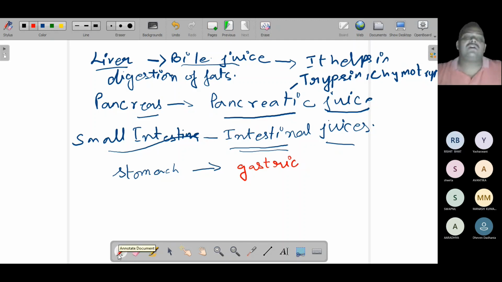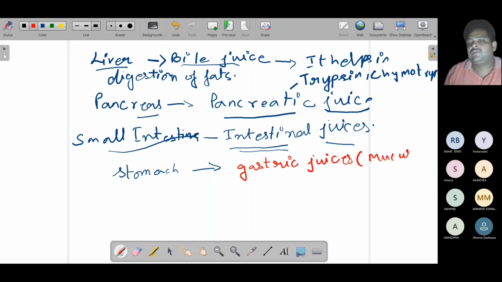So our stomach secretes gastric juices, and these gastric juices contain mucus, HCl, and pepsin. In the similar way, the pancreas secretes pancreatic juice, which contains different types of enzymes like trypsin, chymotrypsin. The small intestine also secretes different intestinal juices, which help in the digestion of the different components of food.